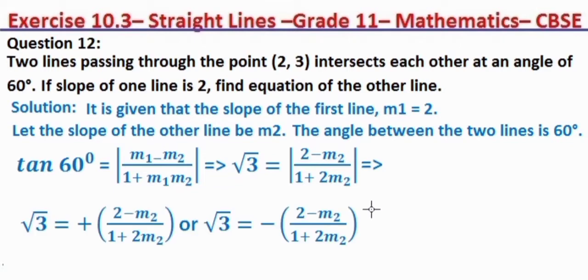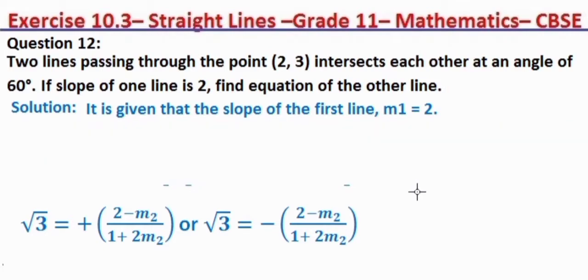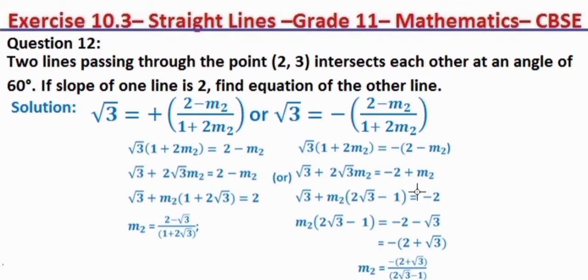It can be written with modulus, right? It can be written in two ways: root 3 = (2 - m2)/(1 + 2 m2), or root 3 = -(2 - m2)/(1 + 2 m2). Why are we doing this? Because of the modulus. Modulus means there would be two values: it can be a positive value or a negative value. That's why we take positive and negative. Let us solve both cases.